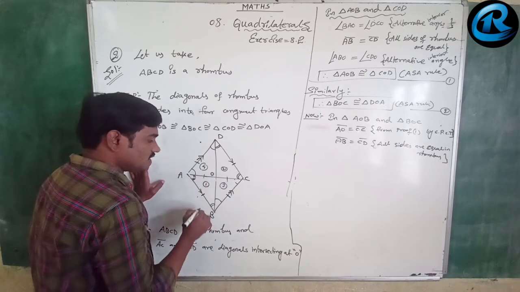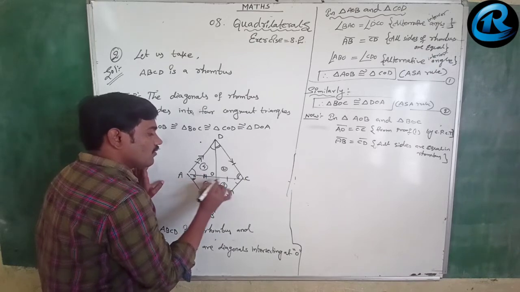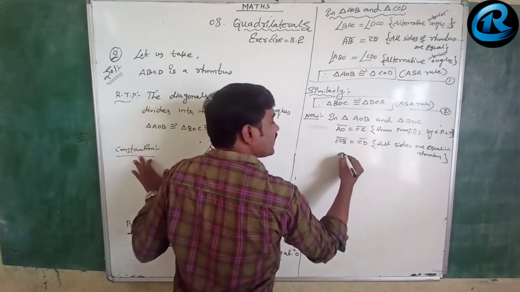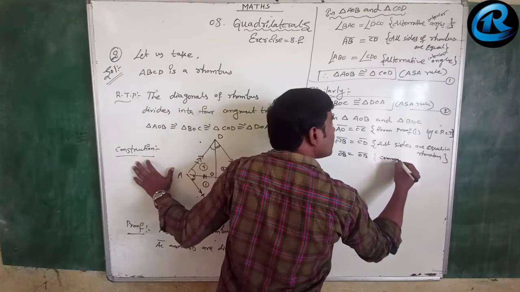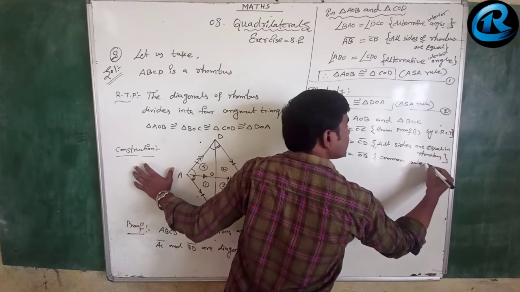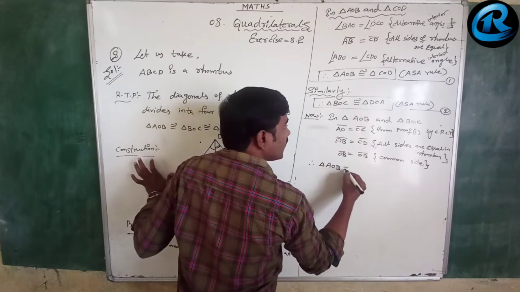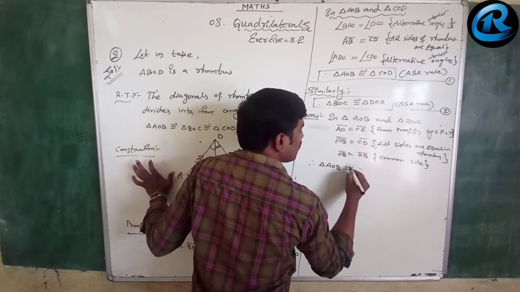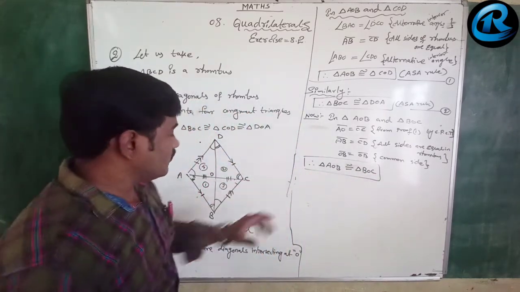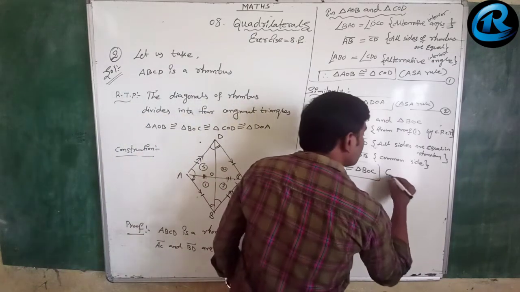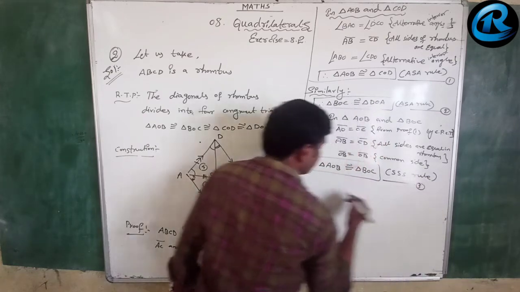Then again here OB is a common side. This side will be equal to this, and these two sides are already equal, and OB is a common side. OB equal to OB. It is a common side. Now we can write that triangle AOB is congruent to triangle BOC. These two triangles are congruent by the side rule. This is equation number 3.